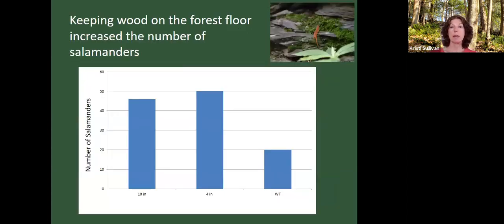And in the same study, we looked at the number of salamanders that were near these piles of wood versus in what we call the whole tree treatment, where there was no wood left behind. And so the two blue bars on the left show the 10-inch treatment where there was a lot of wood, the 4-inch treatment where there was a medium amount of wood, and then the whole tree where almost all of the wood on the forest floor was removed. And you can see that we found a lot more salamanders in the treatments where wood was retained, which is what we might expect.